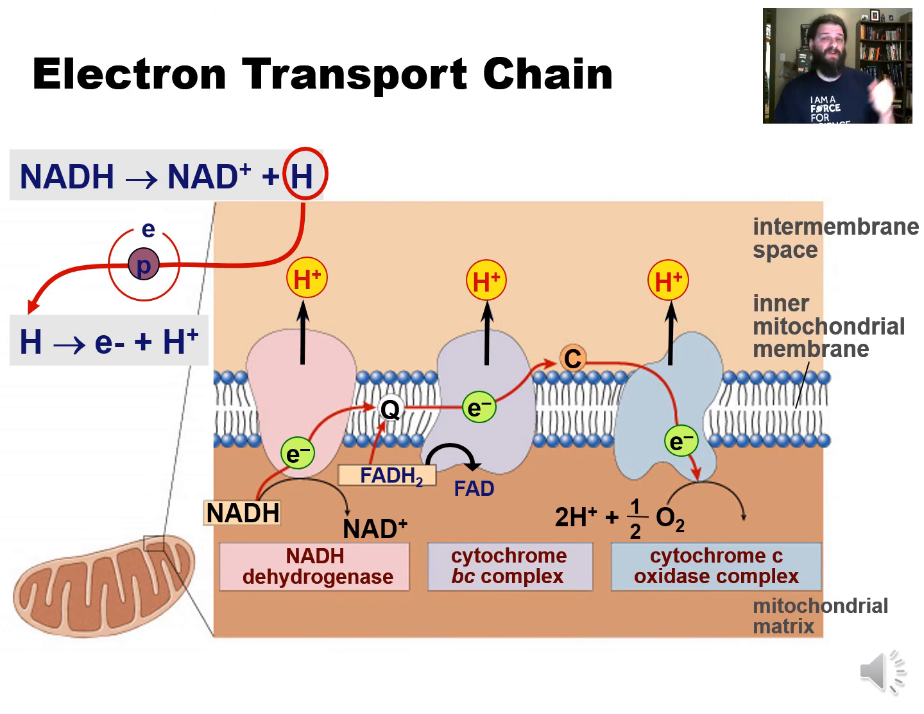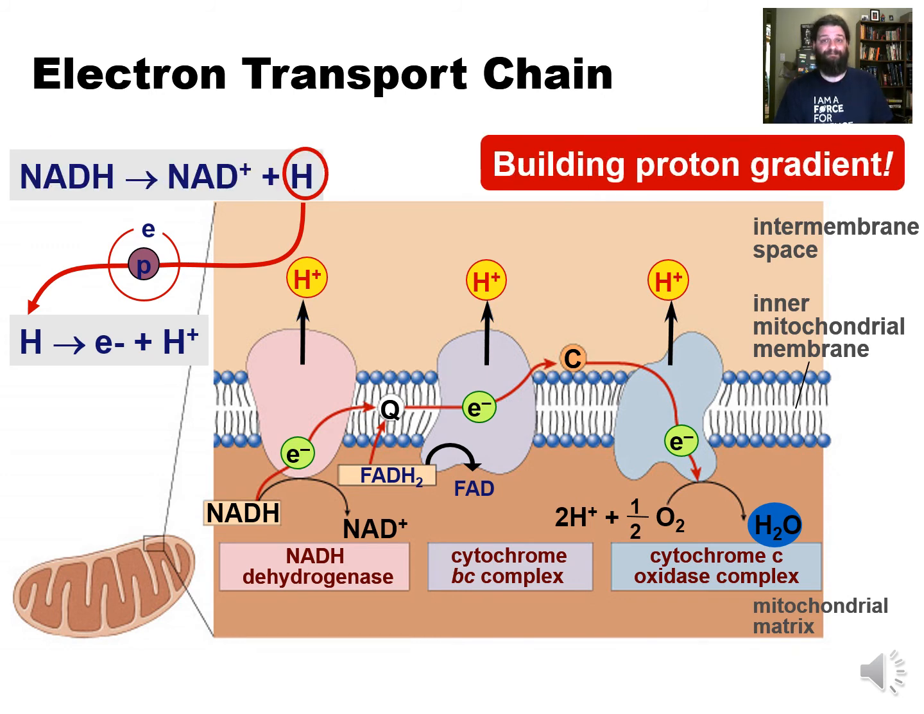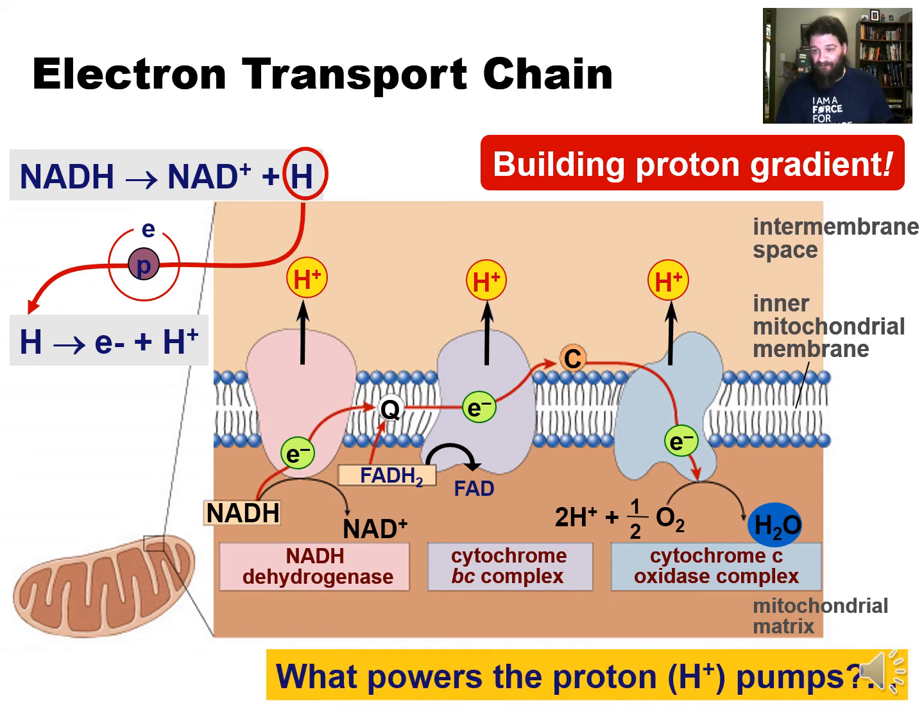So a couple of those protons, a couple of those hydrogen ions are going to mix with the electrons and 1/2 of an oxygen molecule, which is one oxygen atom, to make a molecule of water. The whole process here is building up a proton gradient, more protons on the inside of the inner membrane space than in the matrix itself.